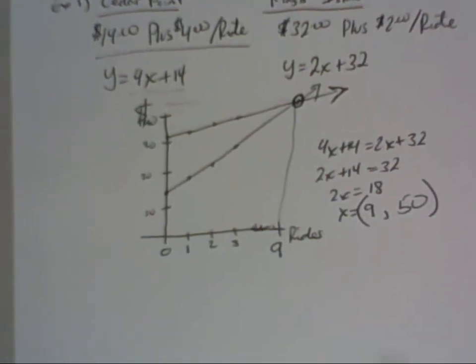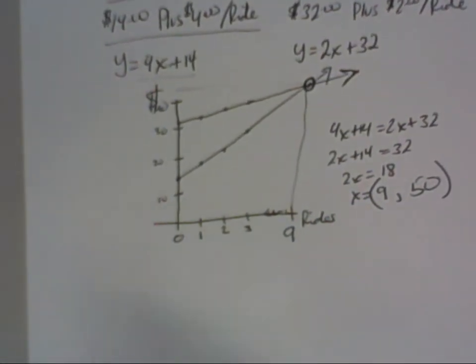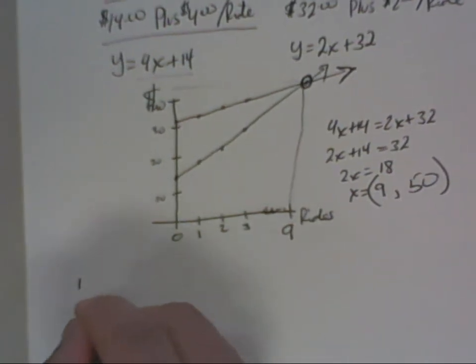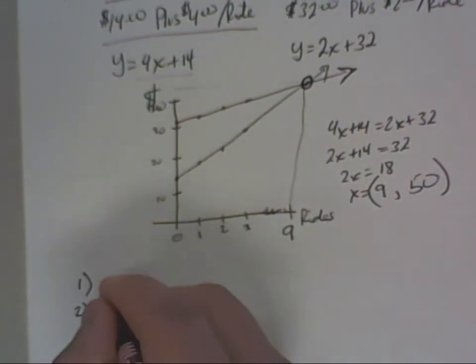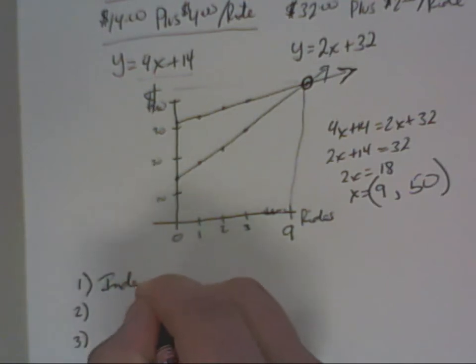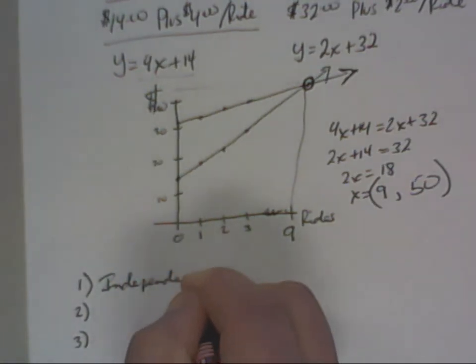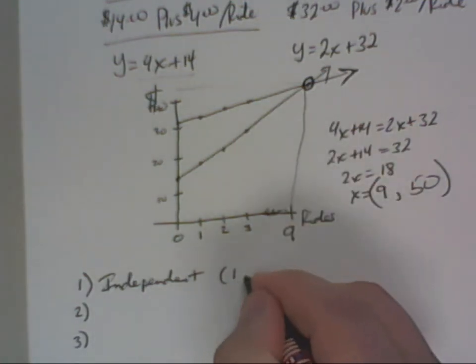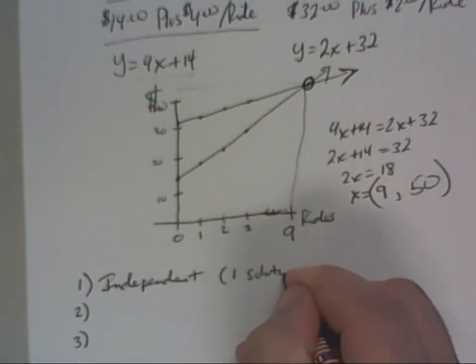The systems that we're going to do in here are going to fall under one of 3 categories. Okay, and I'd like you to put these in your notes. They're either going to be an independent system, if there is, like this one, if there is one solution.